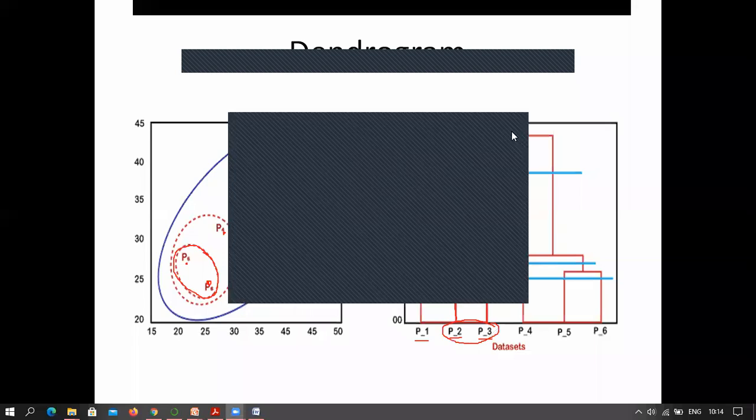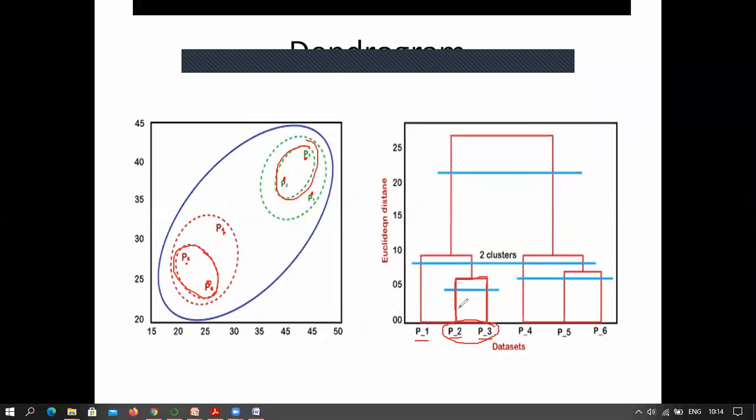Now what is the height of this? This height represents the Euclidean distance between these data points. Suppose the Euclidean distance between these two data points was 5, so you make a rectangle of size 5. Similarly, you can then combine P5 and P6, and you will make this rectangle.